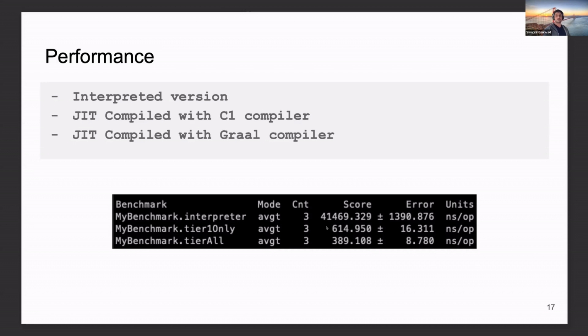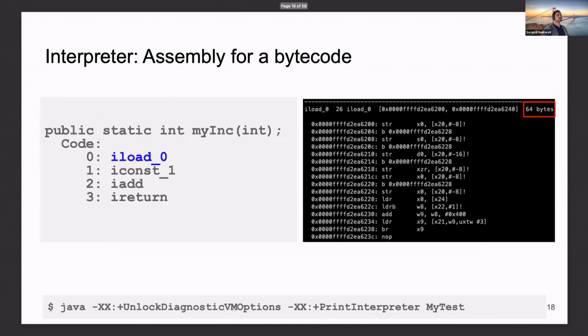why is it so slow, right? This is the assembly on the right. This is the sequence of assembly that would be executed when the interpreter executes iload 0. And remember, in myIncrement we are just adding 1 to the argument, right? So somehow we just need to load the value of the argument, add 1 to it and return the result. But here we have this many instructions just to do iload 0. And there are 4 such bytecodes.